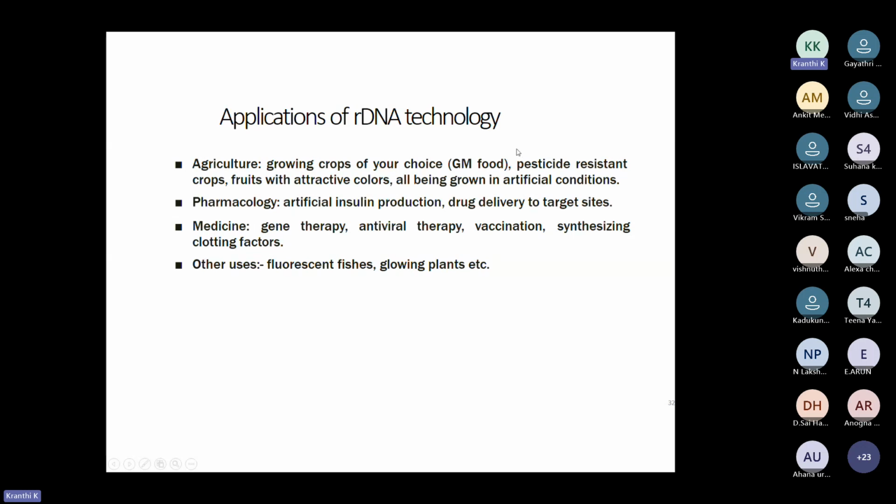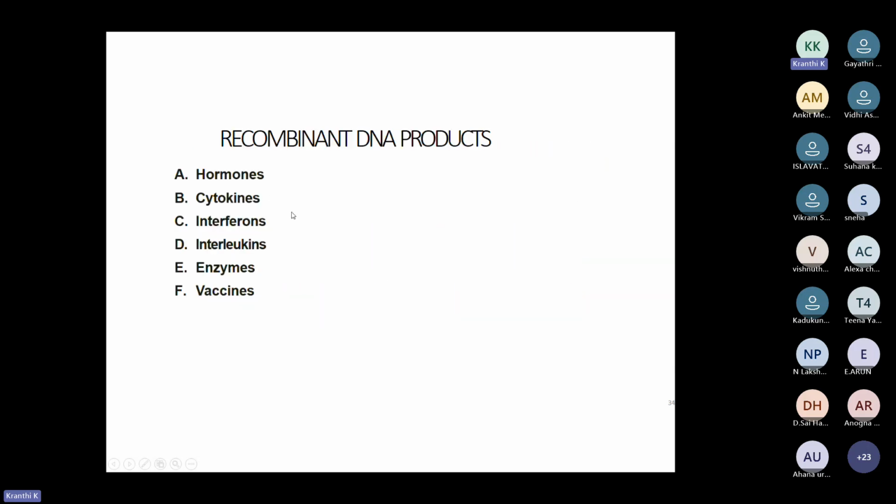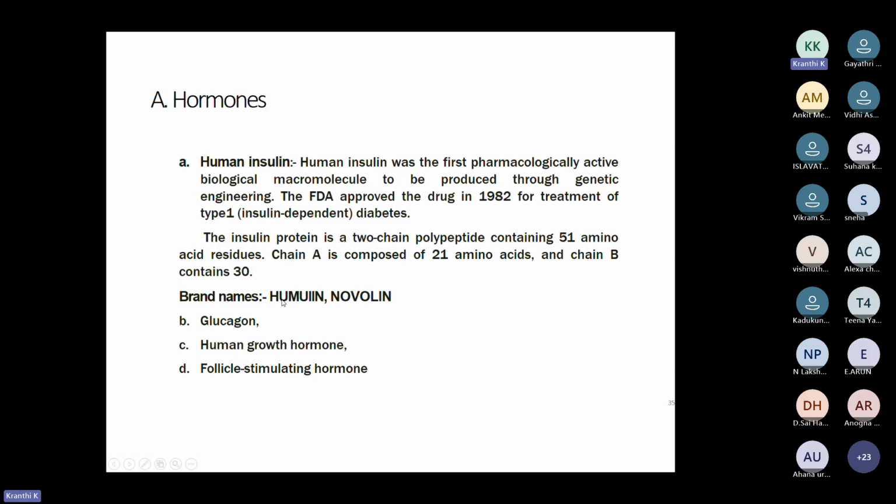So rDNA technology means those recombinant DNA products. We can use it in agriculture, pharmacology, like artificial insulin production. Just now we discussed drug delivery to target sites. In medicine, like gene therapy, antiviral therapy, vaccination, synthesizing clotting factors, fluorescent fishes, glowing plants. Then in drug discovery also we use this rDNA technology: hormones, cytokines, interferons, the antivirals, interleukins, enzymes. For vaccinations also we use this rDNA technology.